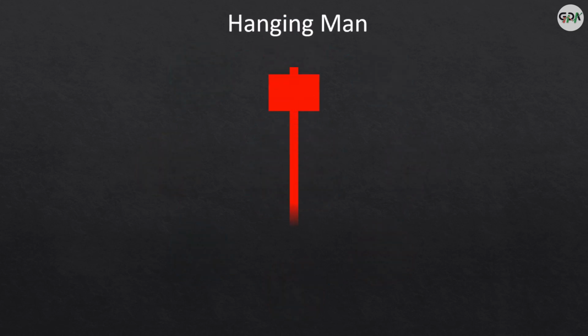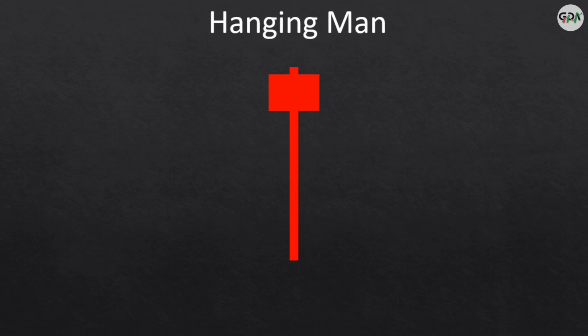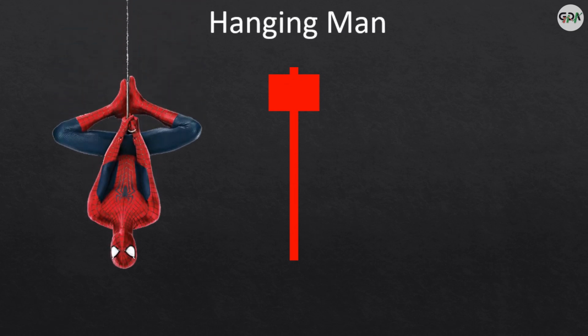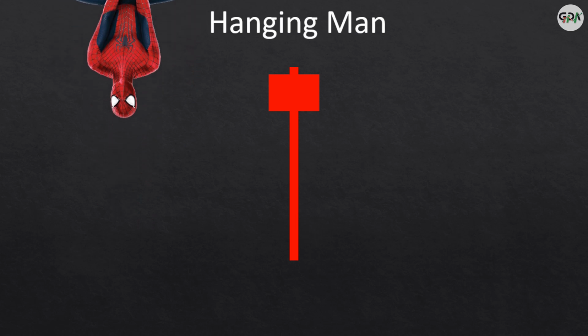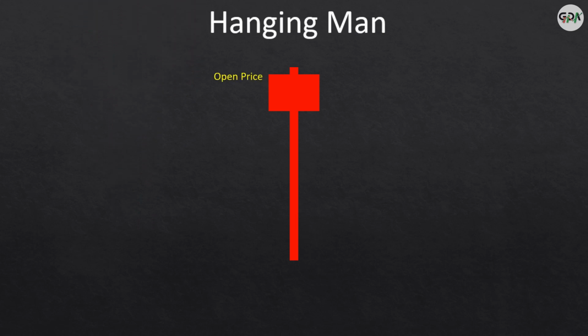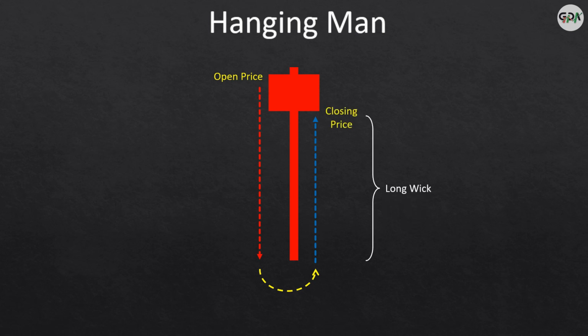Another important type of doji is called the hanging man. It appears like a hanging Spider-Man as shown in the picture. Initially, the candle opened here and traveled in a downward direction, rejected the lower price. Thereafter, it recovered the price by forming a long wick and closed just below the open price with a small body.